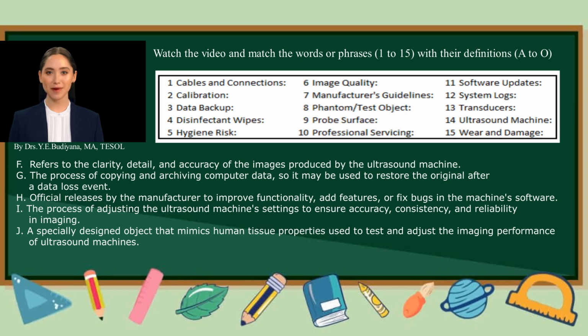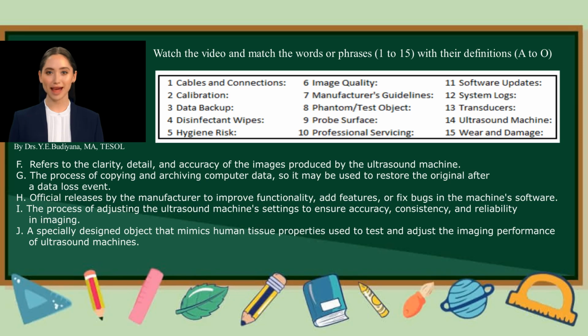G. The process of copying and archiving computer data, so it may be used to restore the original after a data loss event. H. Official releases by the manufacturer to improve functionality, add features, or fix bugs in the machine's software.